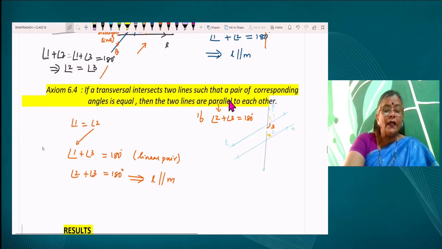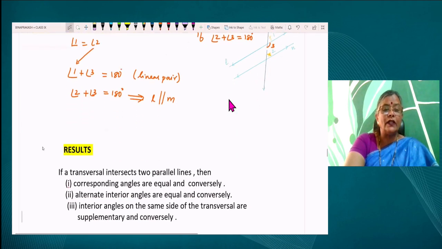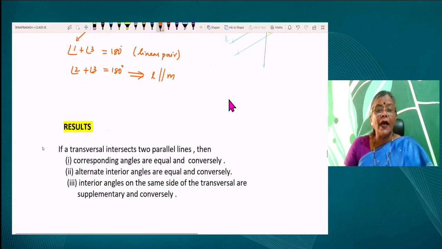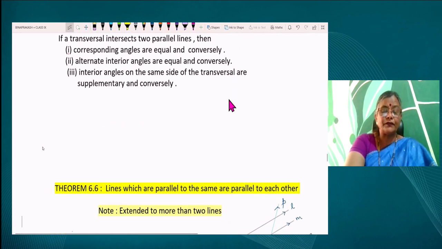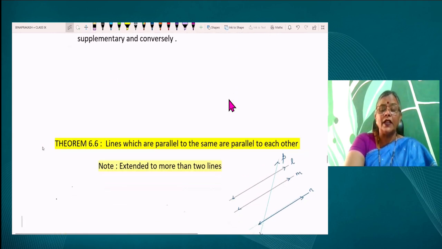So next, what we have are the results of all this: if corresponding angles are equal, then the lines are parallel, or if the lines are parallel, the corresponding angles will also be equal. Likewise, if alternate interior angles are equal, the lines will be parallel, and if lines are parallel, alternate interior angles are equal. So we have to use these results to take up questions from the exercise.